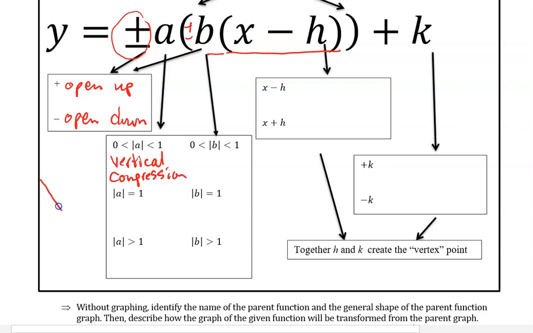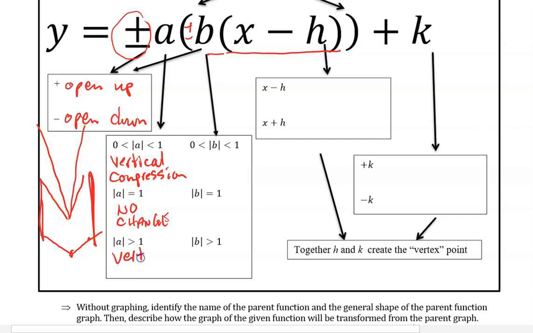That means that instead of our regular function, I'll just use the absolute value as an example, it would make it kind of flatter. For the same values of x left and right, it won't quite reach as high of a level. If a exactly equals 1, no change from our parent function. If a is greater than 1, it will cause this function to get tall and skinny. So that's called a vertical stretch.